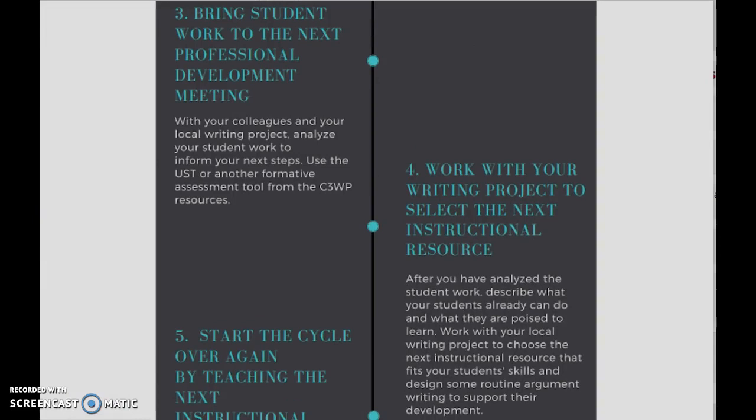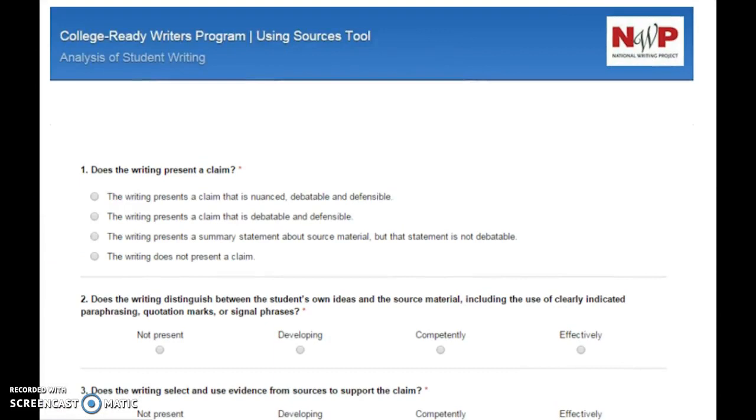The Using Sources tool is used by teachers in the middle of a cycle of writing instruction to provide a focused look at how an argument is formed when using sources. Maybe the best way to understand the UST is to see it.